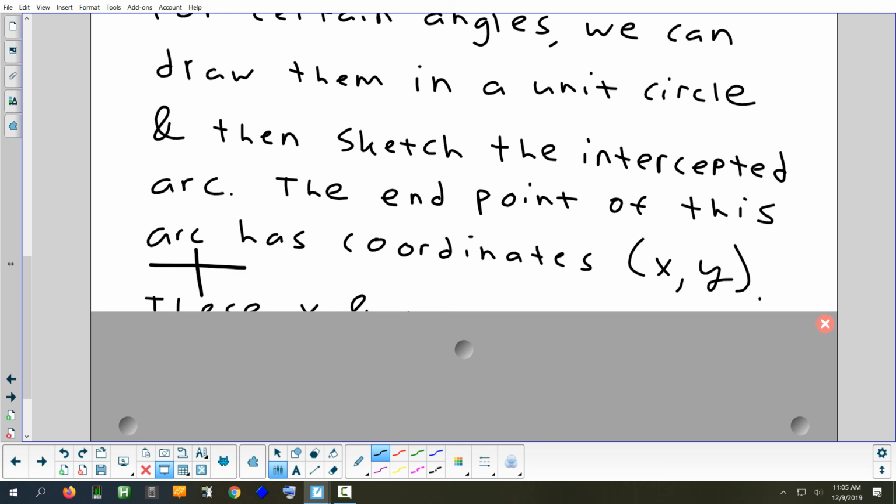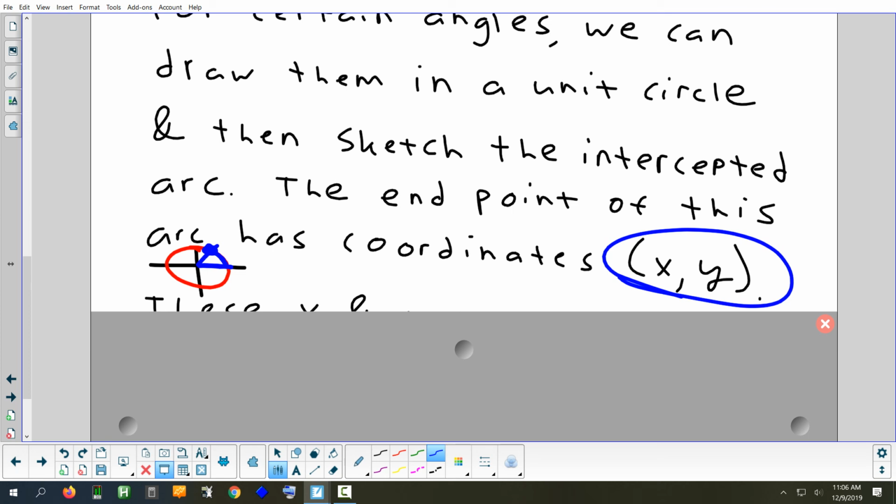Let's draw an angle. Here's a circle. Let's make an angle. Initial side, terminal side. There's the arc in blue. That arc ends right where the terminal side hits the circle. That point right there has a coordinate. In this case, the x is positive and the y is positive because it's in quadrant 1.